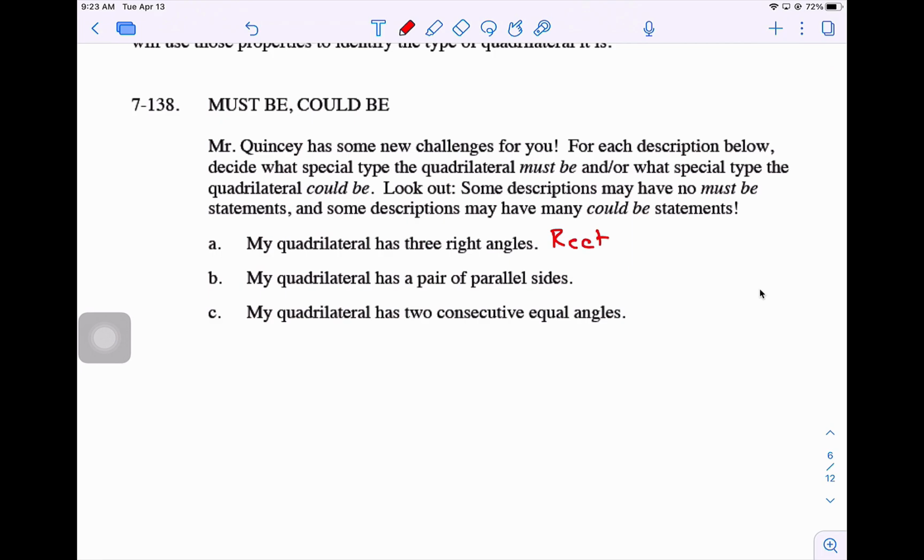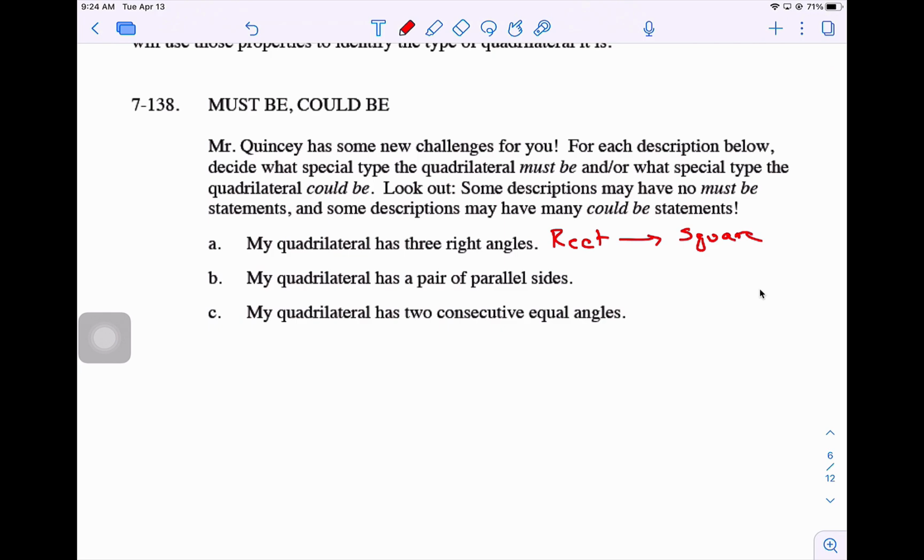And what else could it be? Could be a square. Could also be a square. So there's your options on that one. If you've got a shape that has 3 right angles, it's got to be at least a rectangle, could also be a square. All right, how about part B?